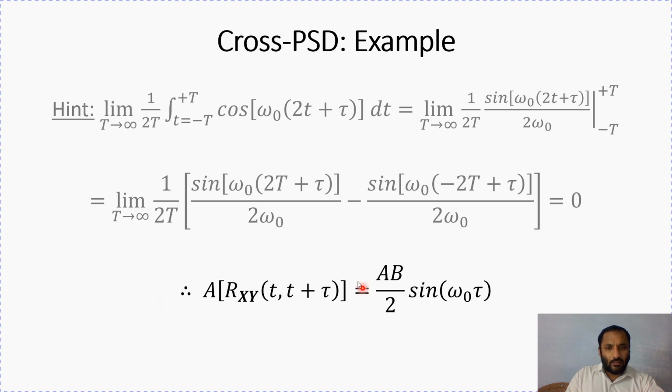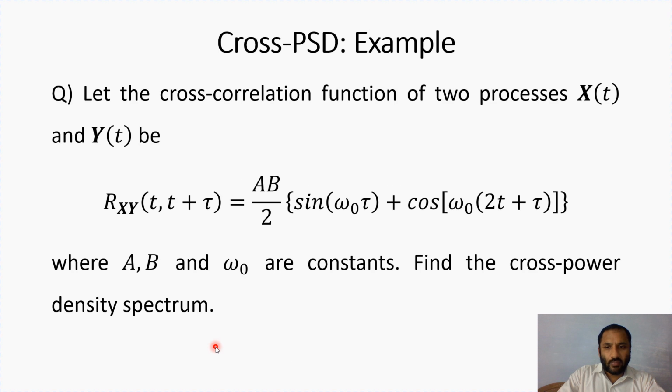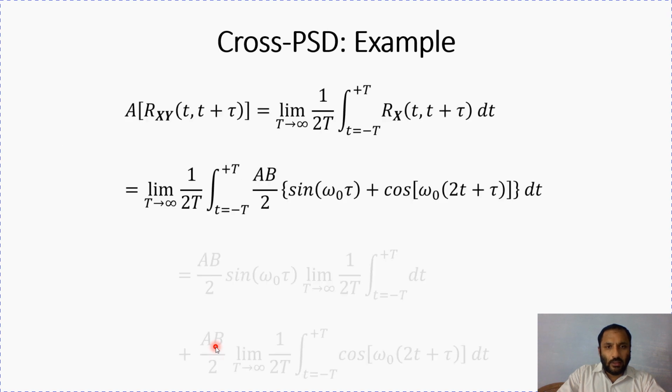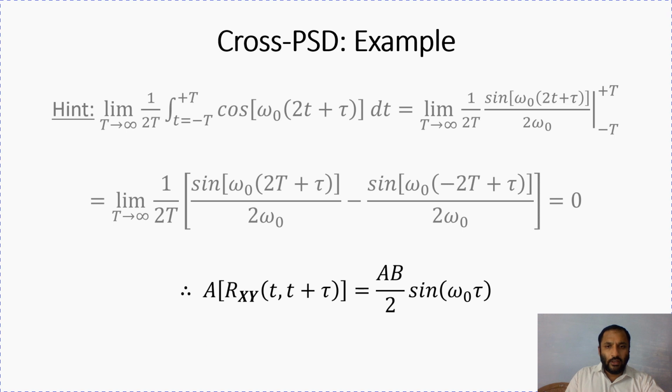So now by using the Fourier transform pair relationship, if I take the Fourier transform of this function here, I should get the cross PSD. Okay, that part I will leave for you to solve.